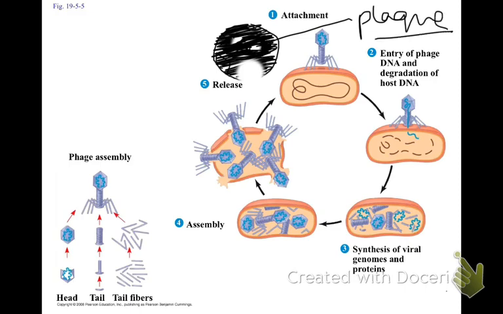And these plaques are known to contain a lot of these bacteriophages. So that is how you can identify them in the lab. Well, the lytic cycle works like this, and you would have them all assembled, lysing the bacteria.